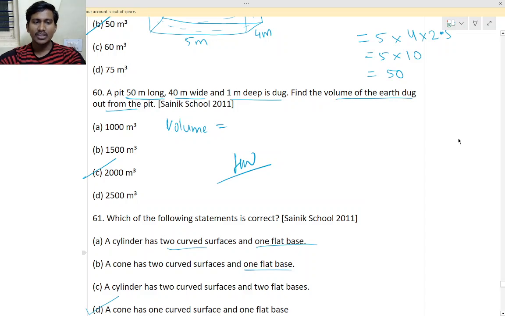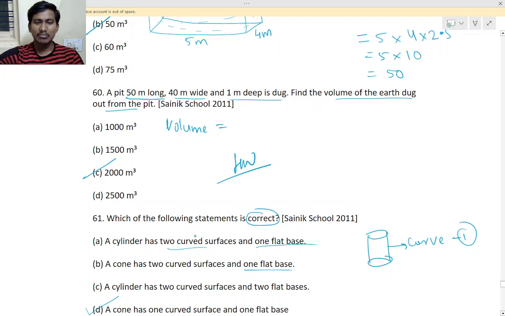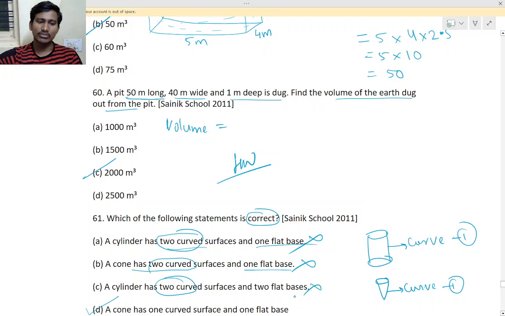Question 61. What is the question? Which of the following statements is correct? The cylinder is like this. The curve is here. Only one curve is there and two flat surfaces. But they have told two curved, so that is not correct. Cone has two curved. Cone means ice cream. You have seen an ice cream cone? So this is the curve. It is only one curve, so that is also wrong. A cylinder has two curved is wrong. Not two curved. So the answer will be option D. So this is the cone and this is the cylinder.